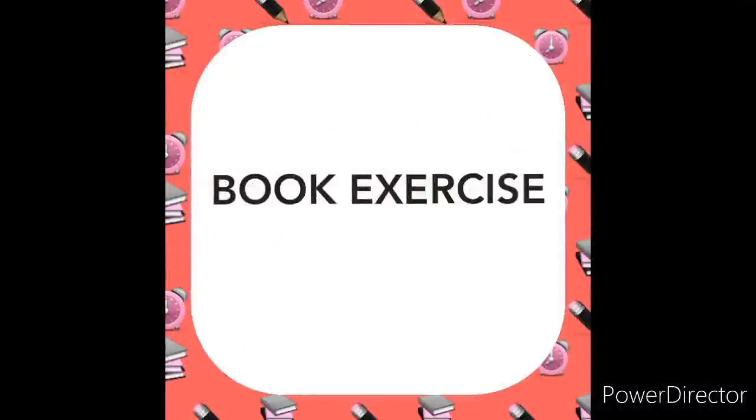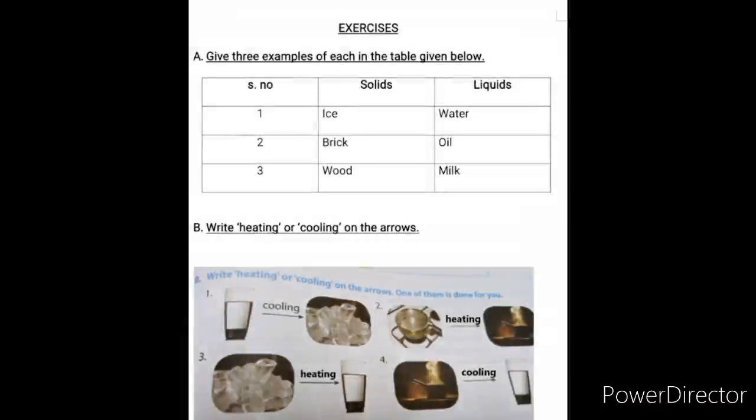The snowflakes are so beautiful, isn't it? Now we are moving to the book exercise of this lesson. The exercise is on page 57. Exercise A. Give 3 examples of each in the table given below, solids and liquids. For solids, the examples are ice, brick and wood, and for liquids, the examples are water, oil and milk.